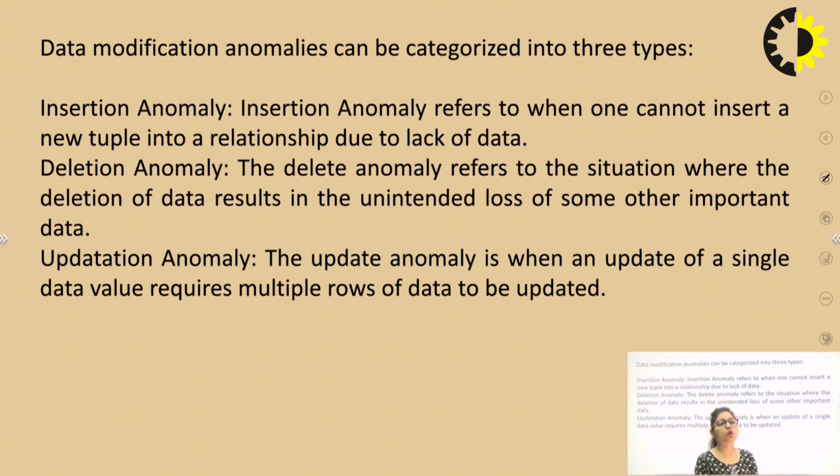Next is data modification anomalies, which can be categorized into 3 types: insertion, updation, and deletion. Now, what is insertion anomaly? Insertion anomaly refers to when one cannot insert a new tuple into a relation due to lack of data.